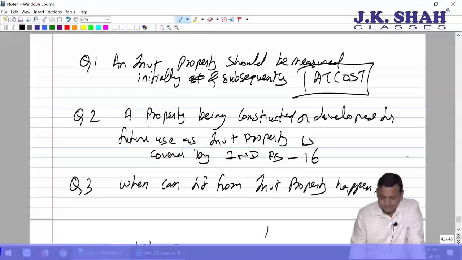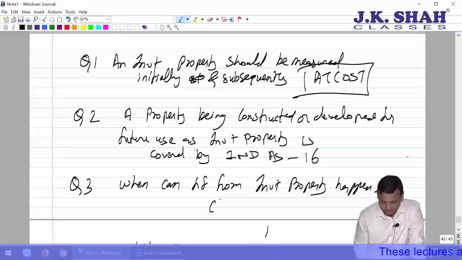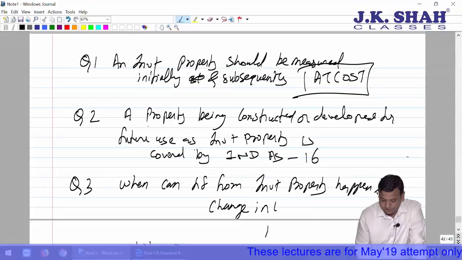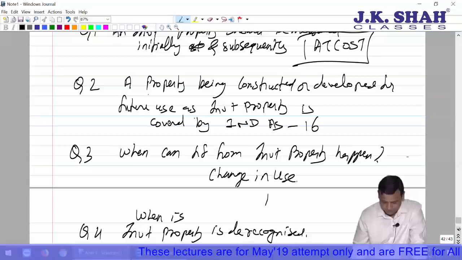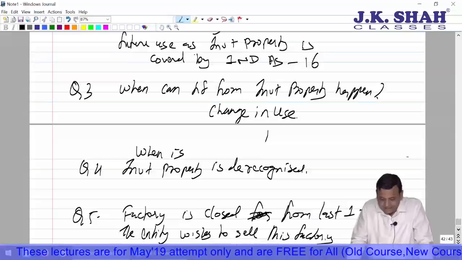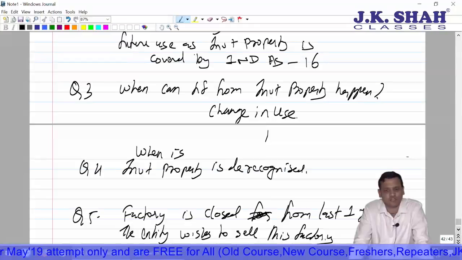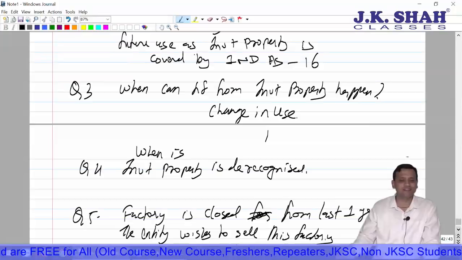When can a transfer from investment property happen? Transfer only when there is a change. What change? Change in use. Very recently we did that, change in use. When is investment property derecognized? It is derecognized when it is permanently withdrawn from use and no future economic benefits are anticipated, or when it is sold off to a third party. Permanently withdrawn and all these things.